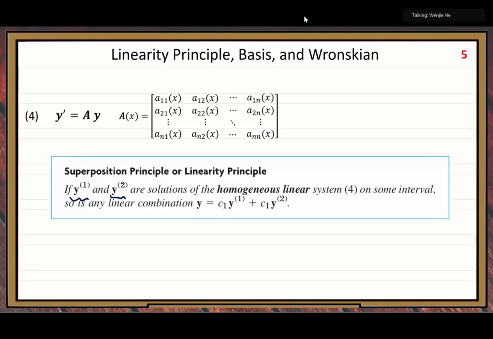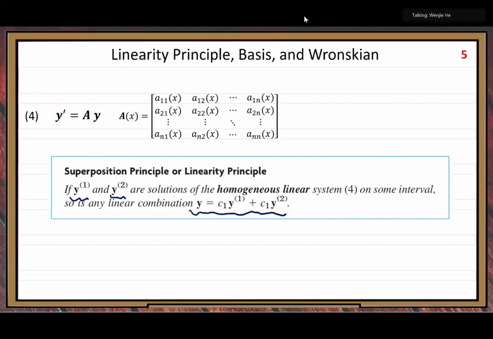So y sup 1 and y sup 2 are two solutions of the homogeneous system. Then, based on the linearity principle, we can write a new solution: y equals the linear combination.